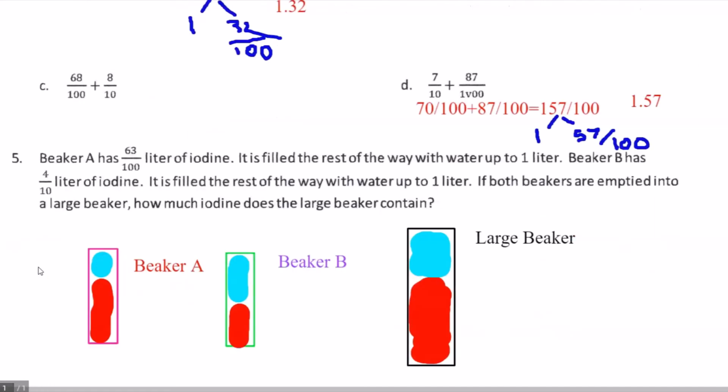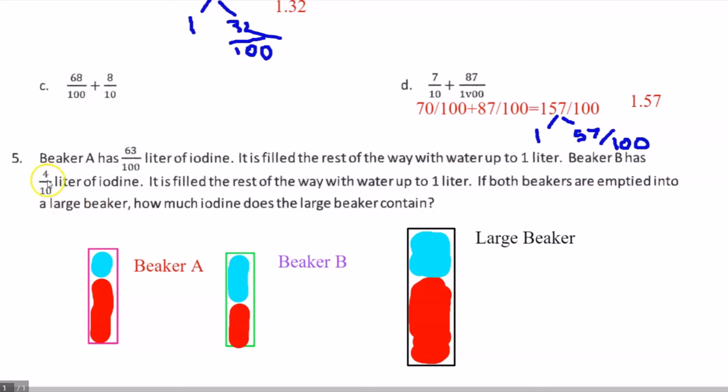Okay, this word problem is a little tricky, so I went ahead and modeled it out for you to make it a little bit simpler for you to understand. It is a trick question because it says beaker A has 63 hundredths liters of iodine. So the red would be the iodine. It is filled the rest of the way up to 1 liter with water. So if this is a 1 liter beaker, it's filled all the way to the top.